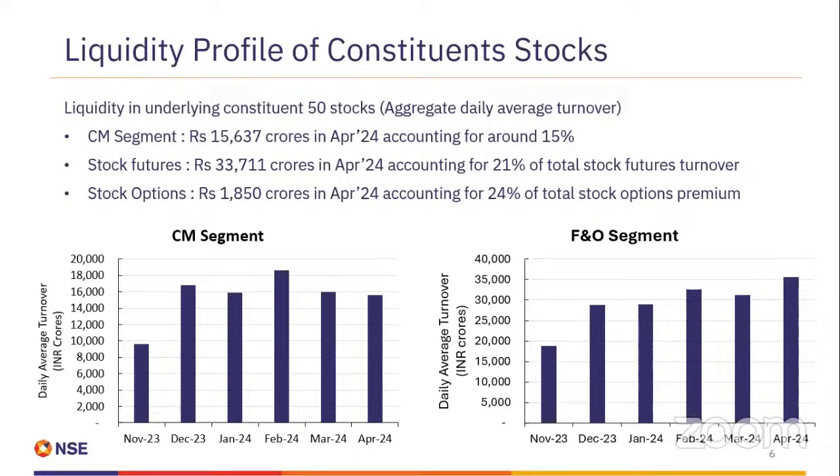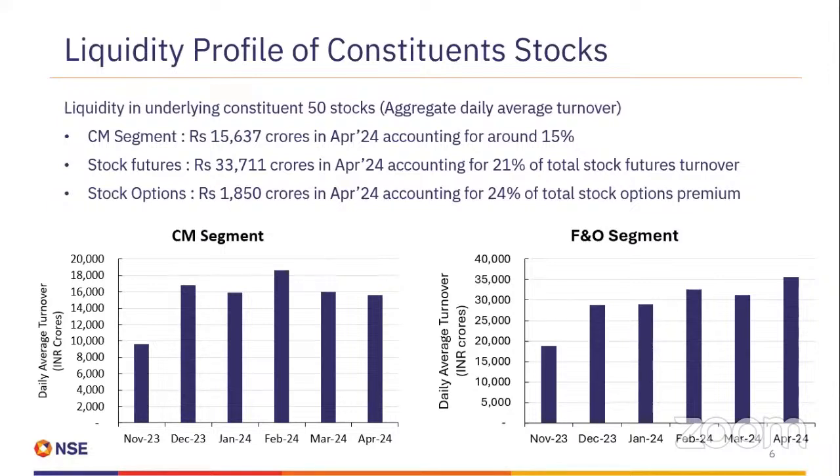Again, if you come to the derivative side, there are 39 stocks which are available in derivatives. They also account for a good daily average volume of almost 33,700 crores in April in stock futures. This number corresponds to almost 21% of the total stock futures market. So you can see these constituents are very liquid in stock futures as well. That means people track this particular index for their derivative needs.